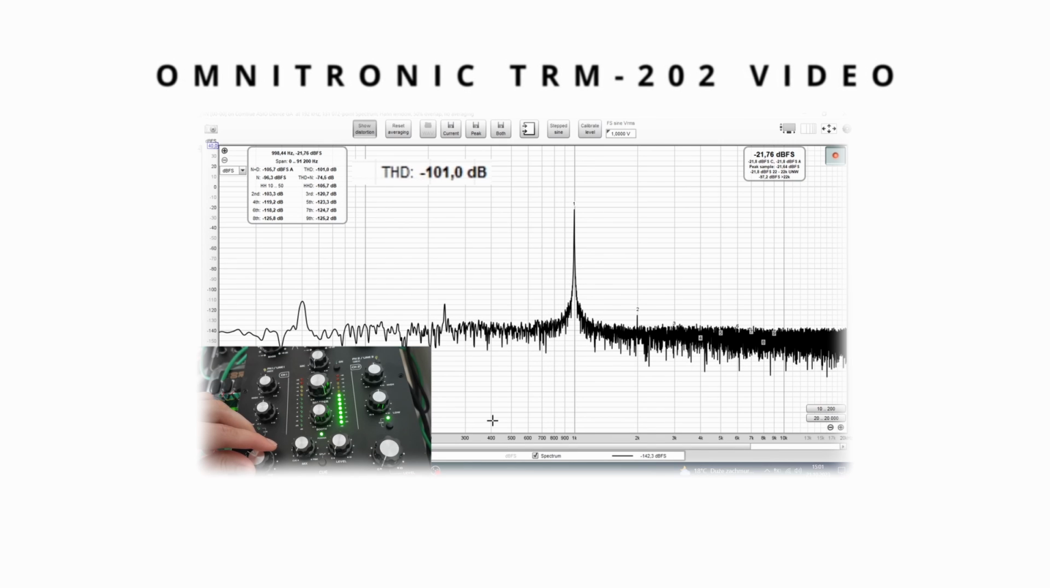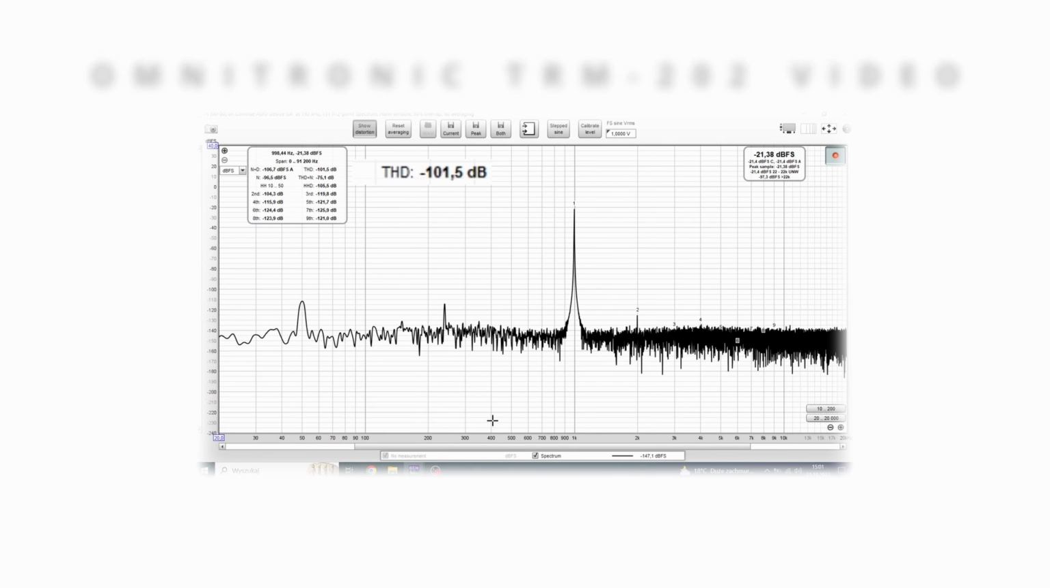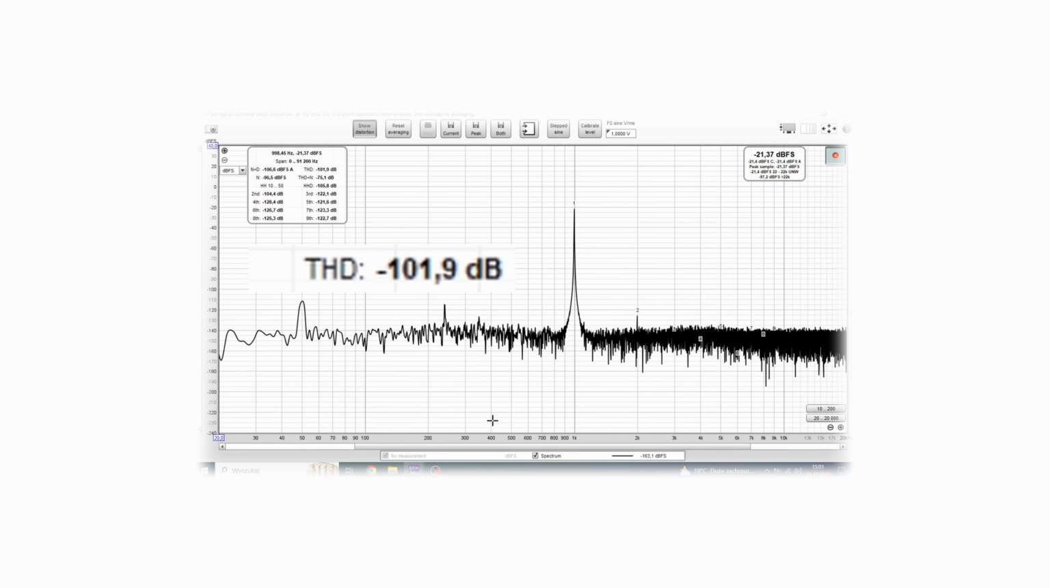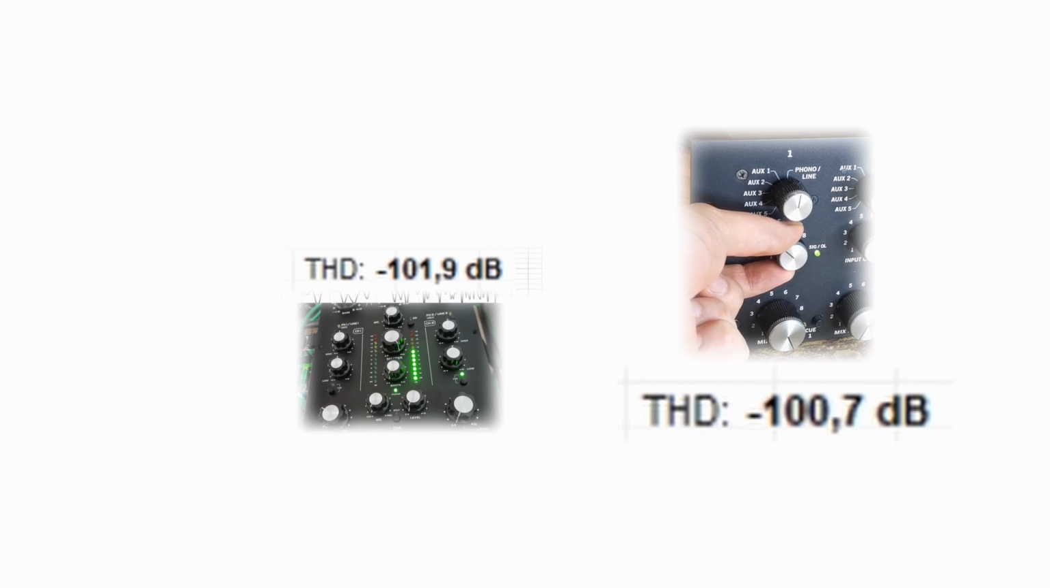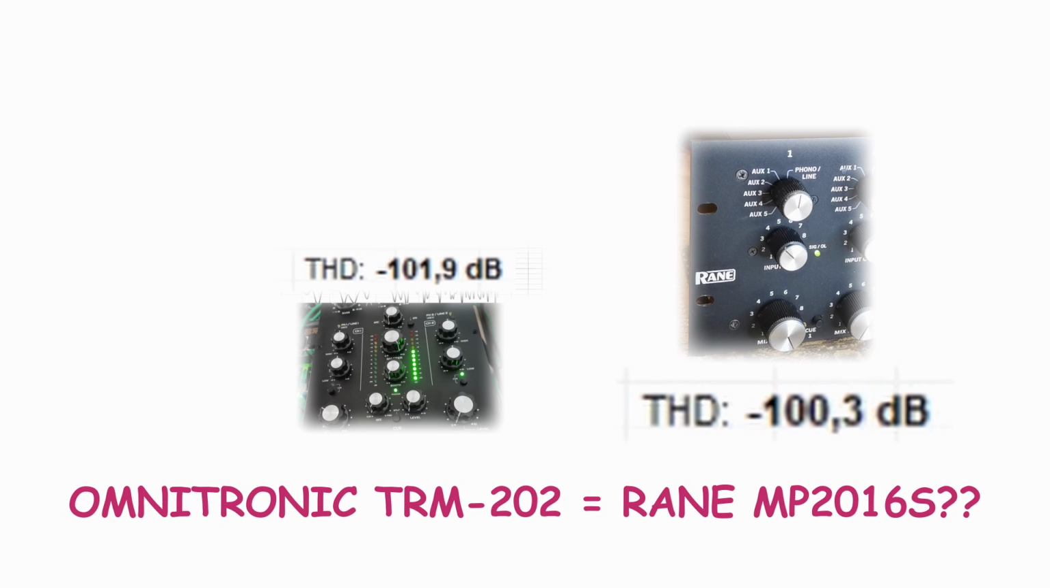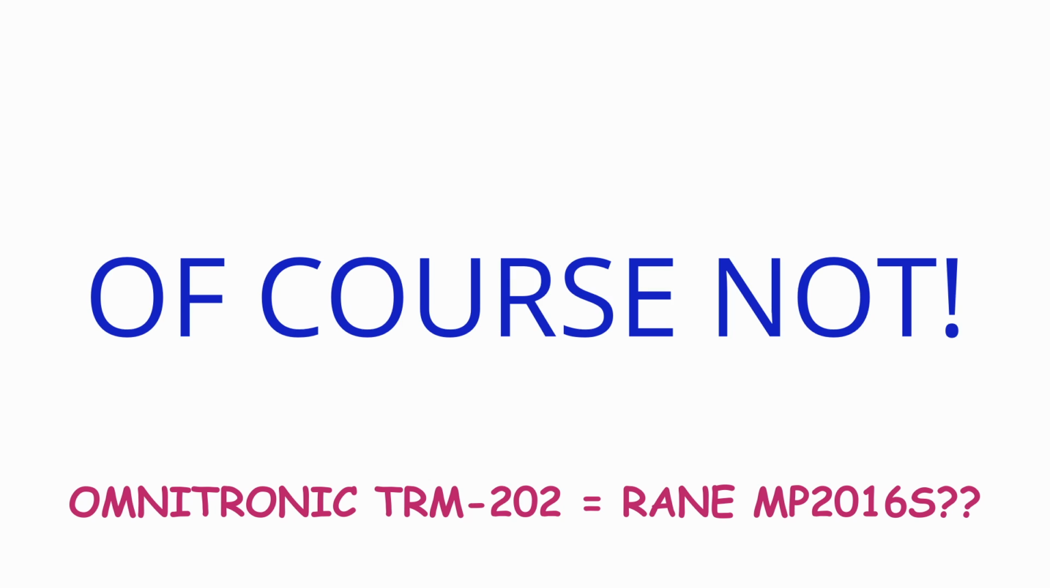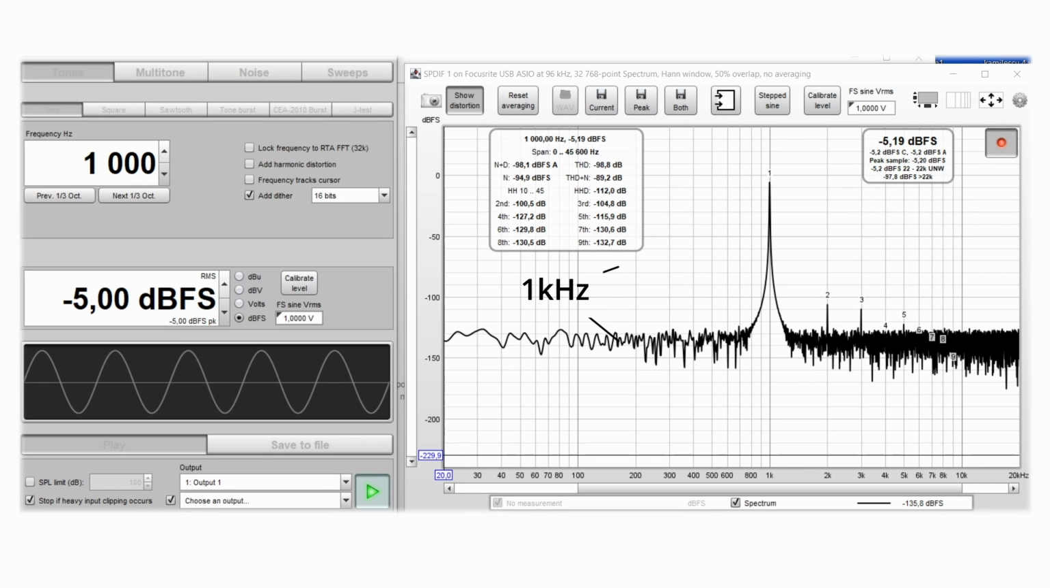So, if you watched my Omnitronic video and for some reason you remember the measurement results, you will easily notice that THD figures of Rane and Omnitronic are almost identical. Does that mean these two mixers have a similar sonic character? Of course not. That would imply that the selection of different op-amps doesn't matter at all. So far, we've been measuring THD for a single frequency, and based on that number alone, we are able to notice significant differences between mixers.